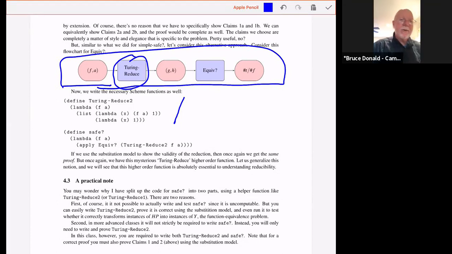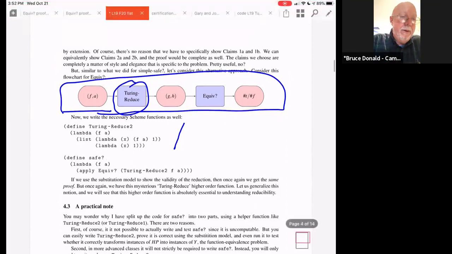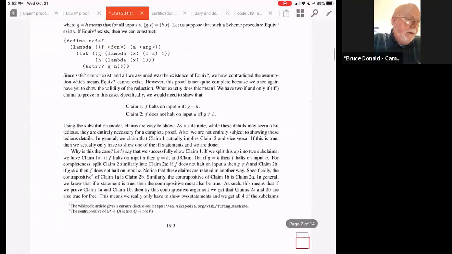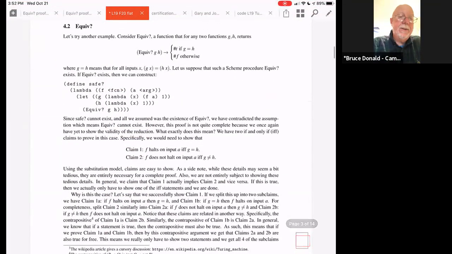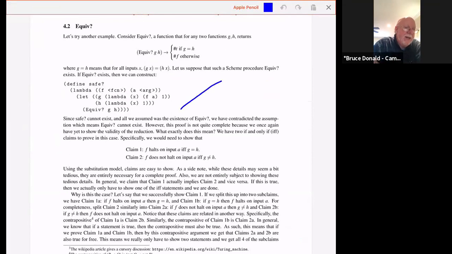Now, there are two ways of doing this. I like this transformer way here. You could also write it like this. It's a little less clear, I think. So you can directly write safe. We would also consider this a reduction. So in other words, basically inline, we write safe. We define g and h using a let statement, and then we ask if they're equivalent. Some students find this a little bit clearer.